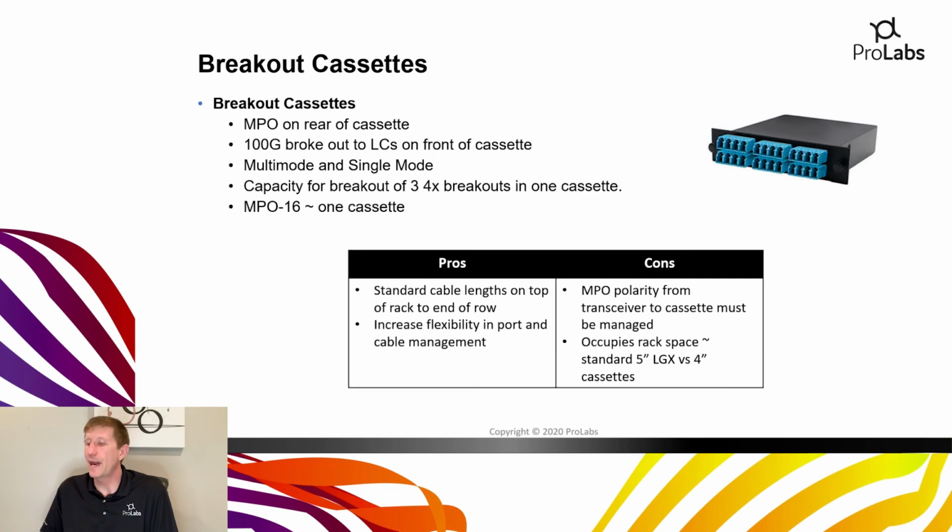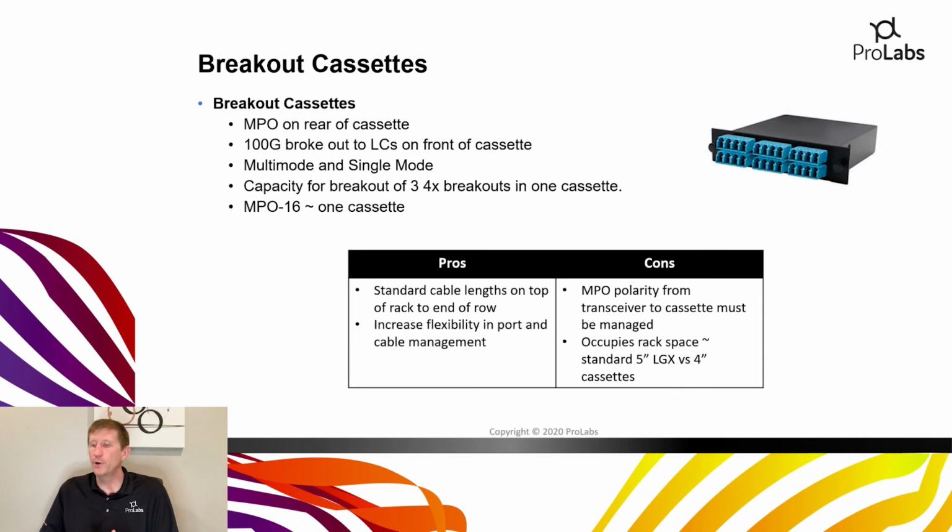So another option you may have is breakout cassettes. On the rear of the cassette, we'll take your MPO connector. You'll have 100 gigs off that, say, the DR4 or DR4 Plus or whichever transceiver. They'll be broken out to LC pairs on the front of the cassette that you can tap into your 100 gig pairs. This is both the multi-mode and single mode options. There's capacity for 3-4 by breakouts within one cassette.